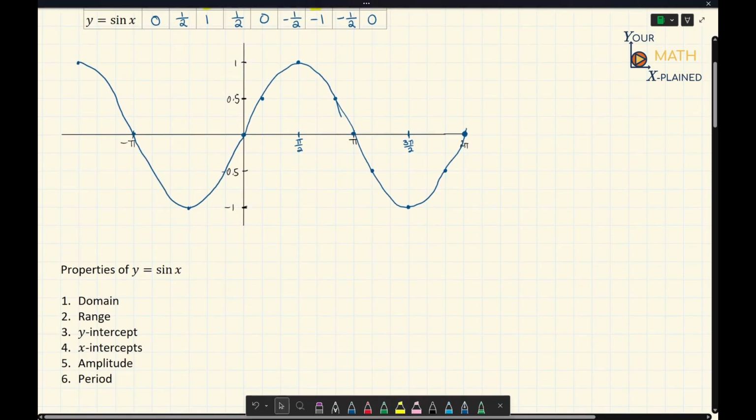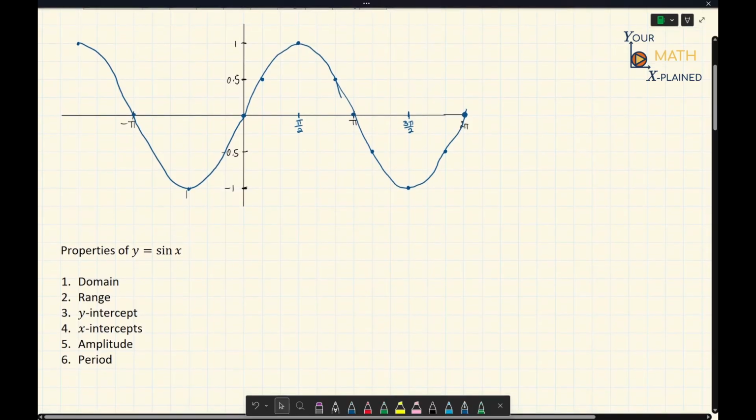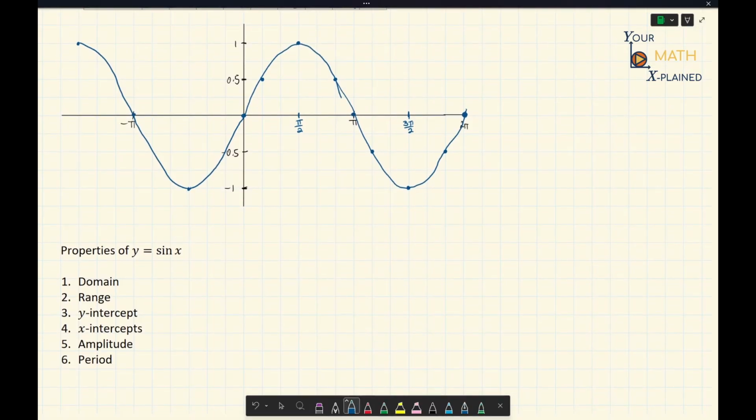So now let's go ahead and talk about the properties of the sine curve. The domain is just all real numbers because x can be any value and it won't break our function. So that would be x is an element of all real numbers. The range is all the values that y can be. And looking at our graph, we can see that it is in between -1 and 1. So therefore our range is -1 is less than or equal to y, which is less than or equal to +1. The y-intercept from the graph we can see is y is equal to 0.